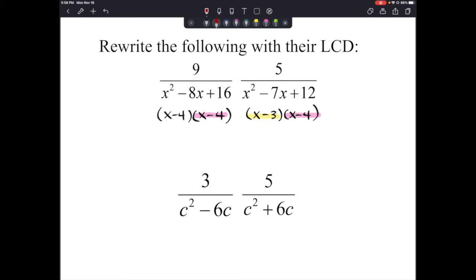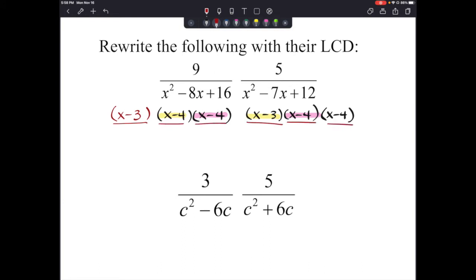So let's go ahead and multiply the left side times an x minus 3. Okay, so now they'll both have that x minus 3. And then our left side had another x minus 4. So we're going to need a second x minus 4 on the other side. So when I do that, now you're going to see that we have the same terms. We have an x minus 3, and then we have two x minus 4s on both of them.